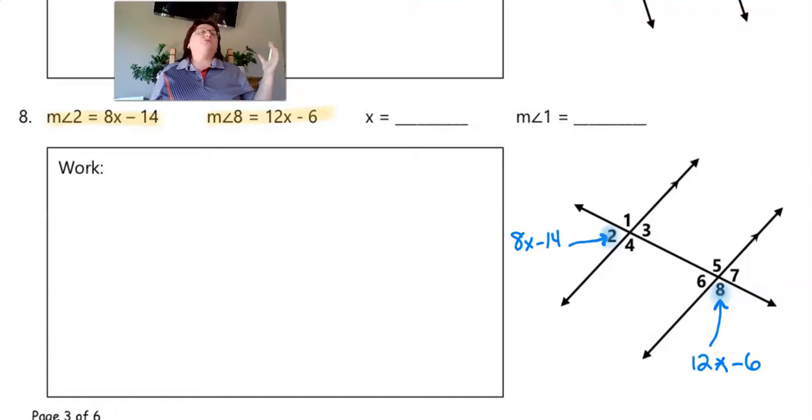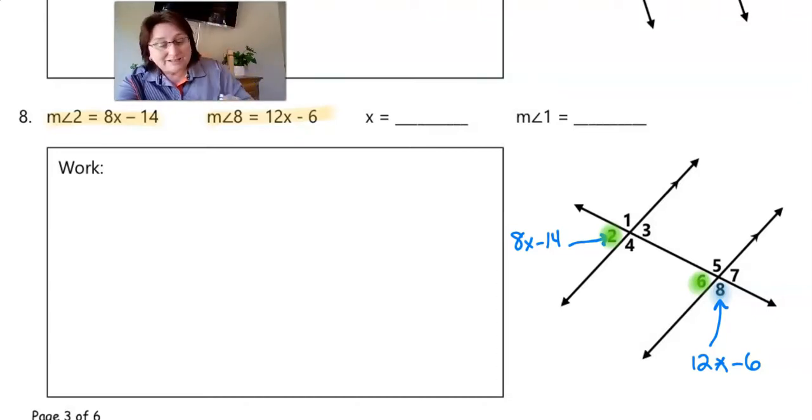So you can choose either of your angles, angle 2 or angle 8, and you can say, okay, how can I create a relationship? All right, so ladies and gents, do you guys remember, let me see here, angle 2 and angle 6. Now, I'm choosing angle 6 because it's right next to angle 8, and I want to create that relationship. So, what is the relationship between angle 2 and angle 6?